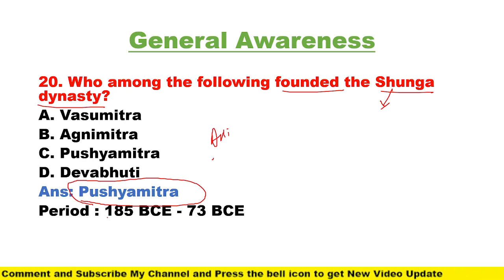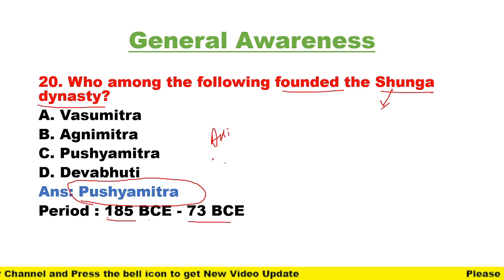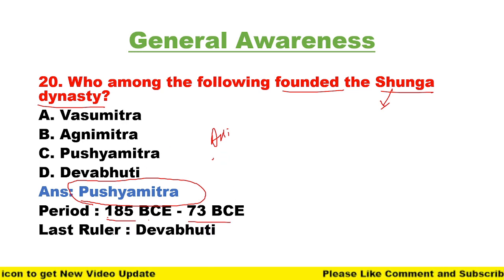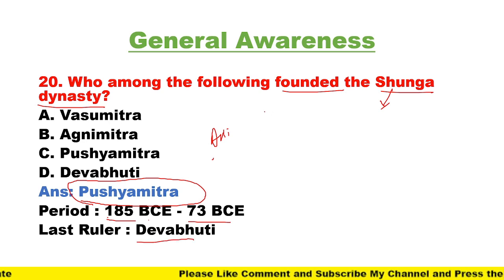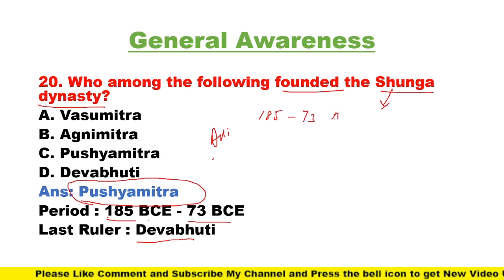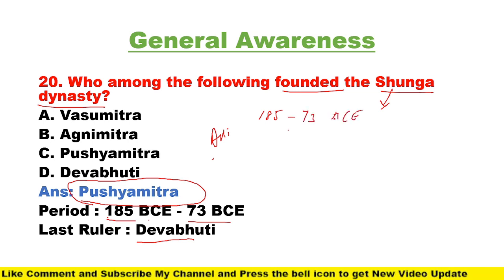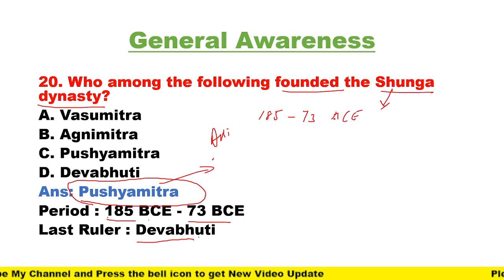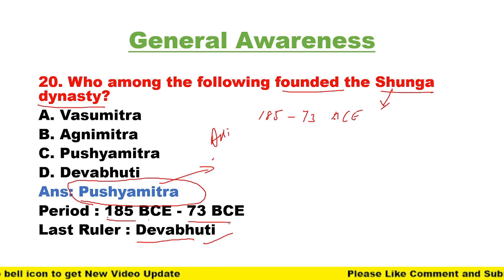What is his time period? 185 BCE to 73 BCE. And who is the last ruler of the Sunga dynasty? Devabhuti. As I said, their time period is 185 to 73 BCE. Pushyamitra was the founder of the Sunga dynasty, and Devabhuti was the last ruler of the Sunga dynasty.